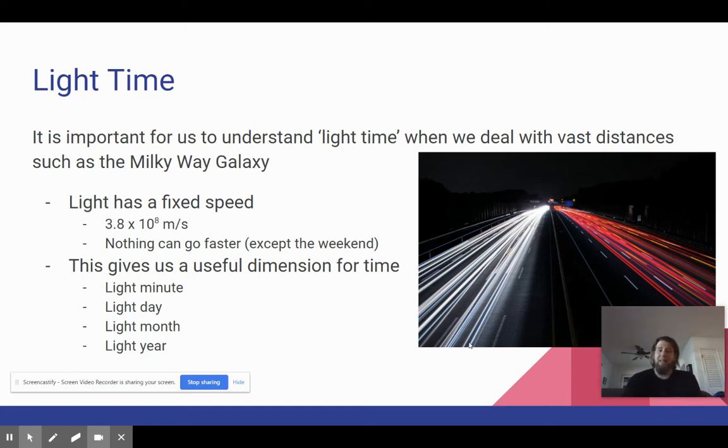But anyway, so light time. They talked about this in the video. It is important for us to understand what light time is, because light, like anything else, has a fixed speed. When you open the blinds up, or you pull the curtains open, the light that floods into the room is not instantaneously there. It does have to travel at a speed. So even if we shoot a light beam out into the sky, it takes time for it to travel.